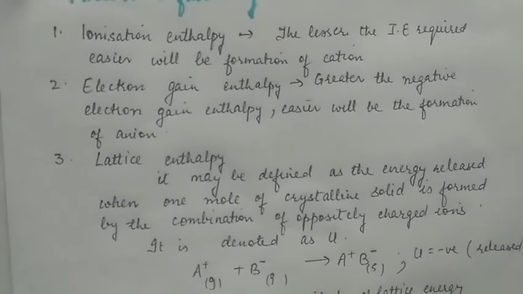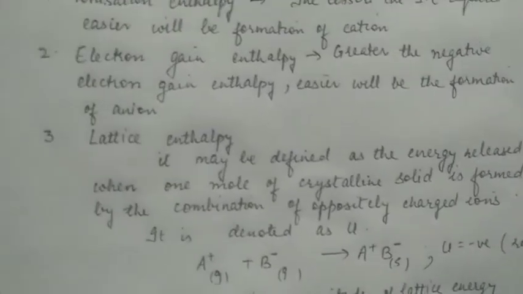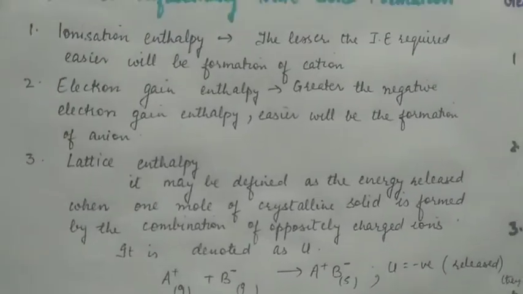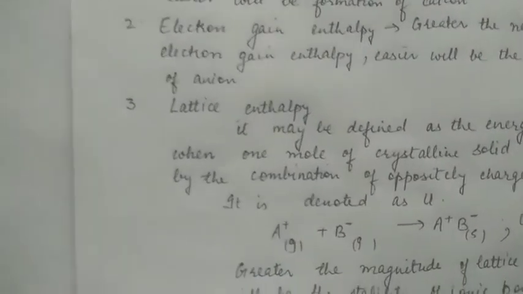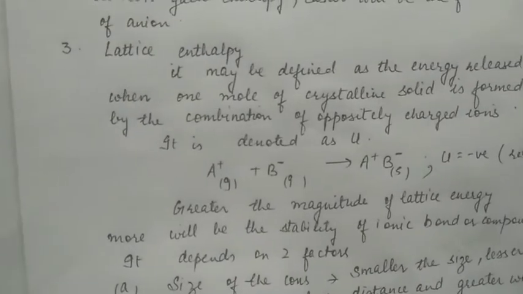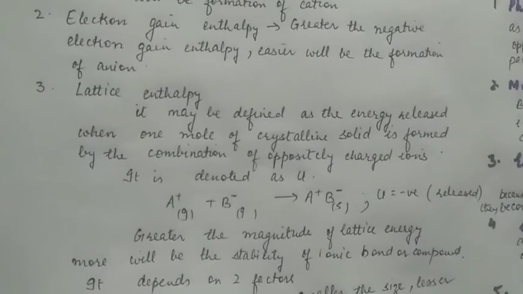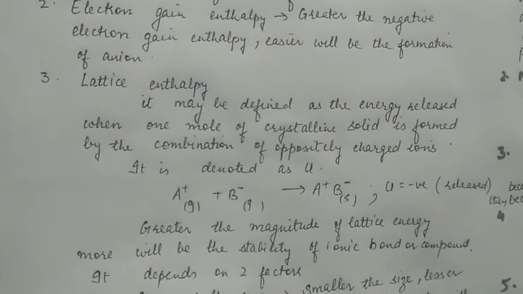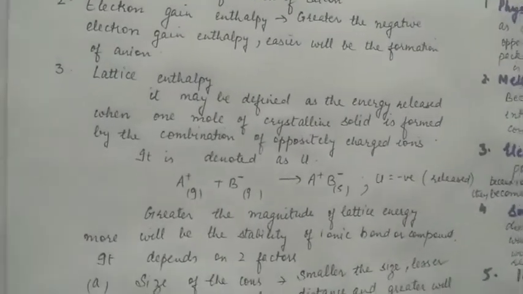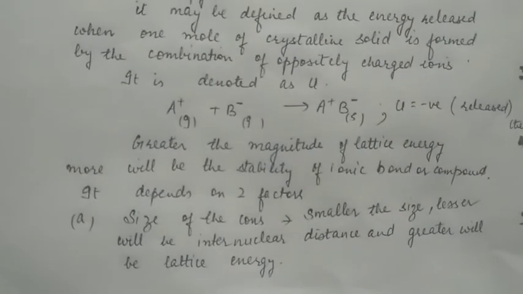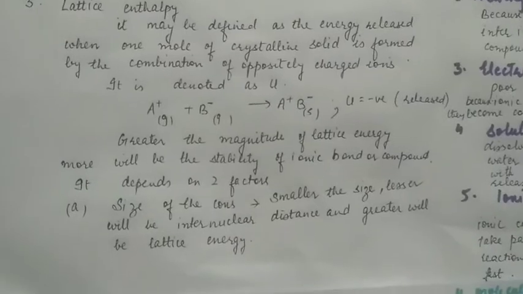Electron gain enthalpy is the amount of energy released when a neutral gaseous atom gains electrons to complete its octet. Greater the negative electron gain enthalpy, easier will be the formation of anion. Lattice enthalpy. What is lattice enthalpy? It may be defined as the energy released when 1 mole of a crystalline solid is formed by the combination of oppositely charged ions, and it is denoted as U. So greater the magnitude of lattice energy, more will be the stability of ionic bond or compound.